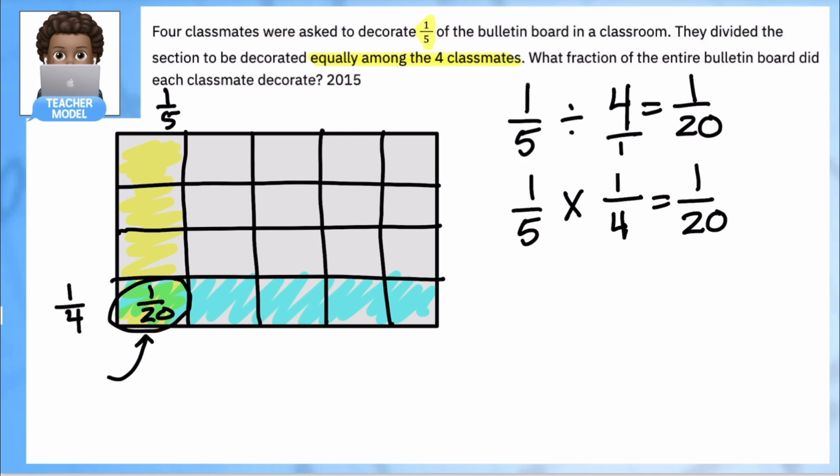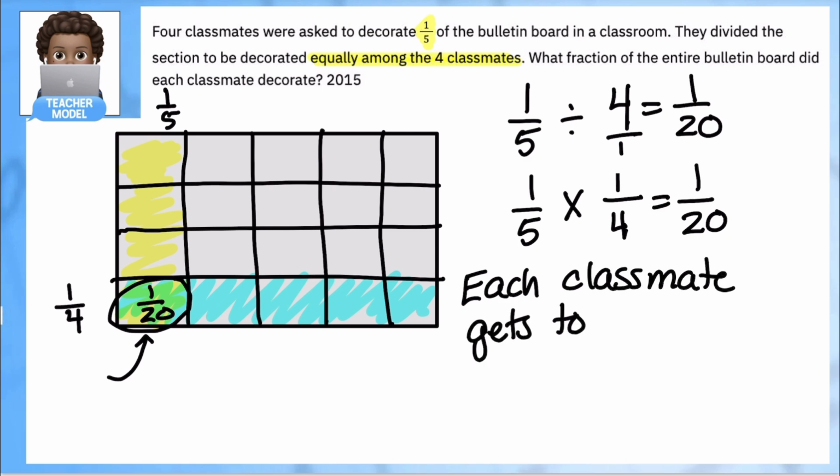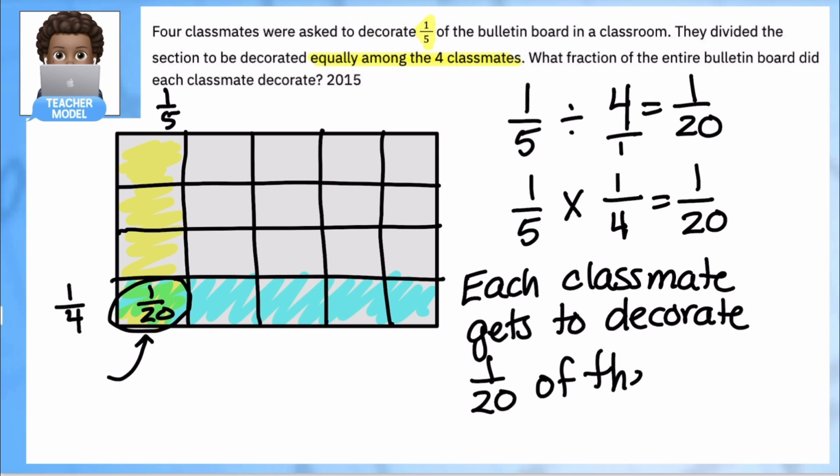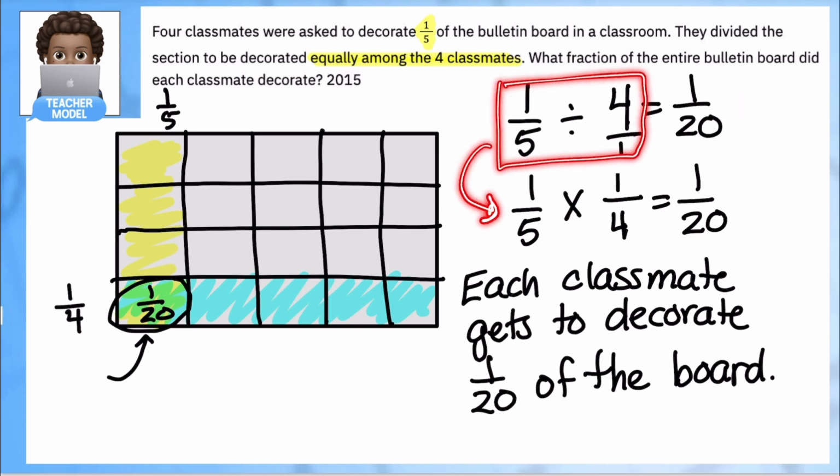So what fraction of the board did each classmate get? And let's write that as a full sentence. Each classmate gets to decorate 1/20th of the board. And that's it. The key to this is to always rewrite this problem as a multiplication sentence. Once you do that, you'll be able to multiply and get that answer.